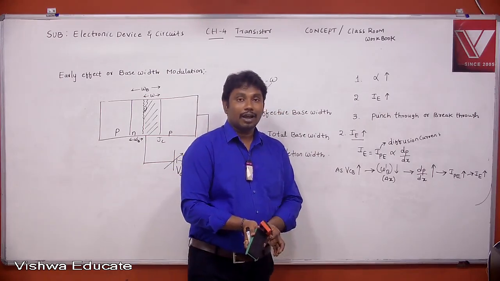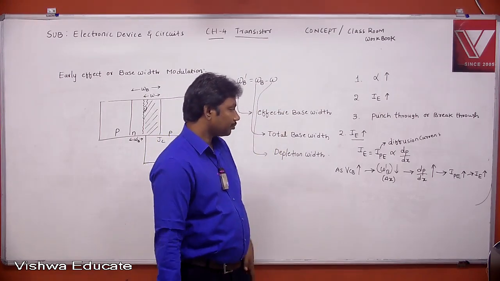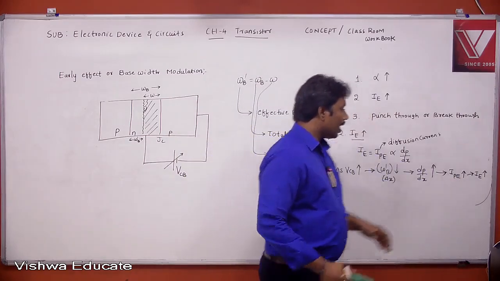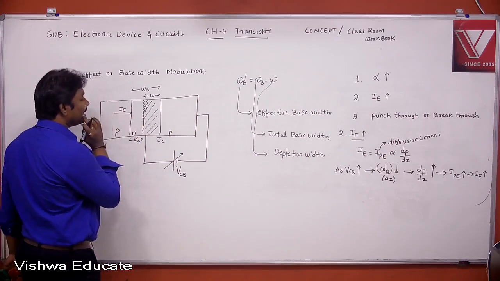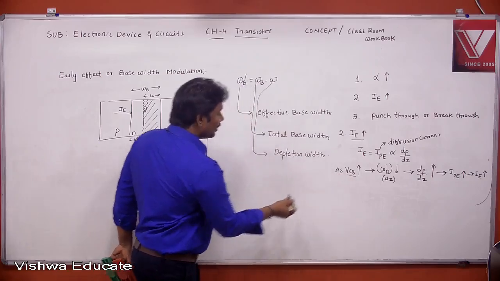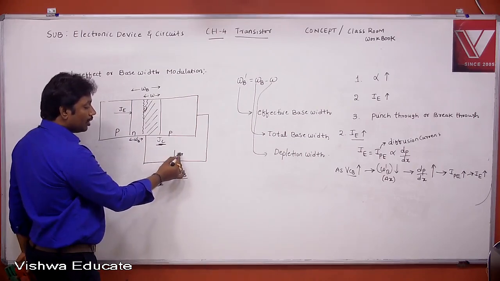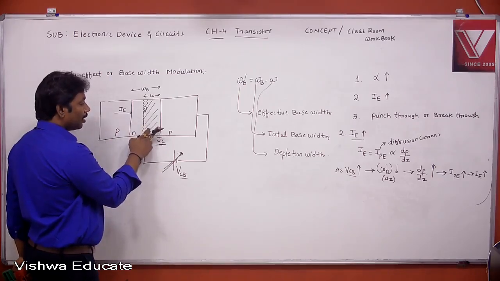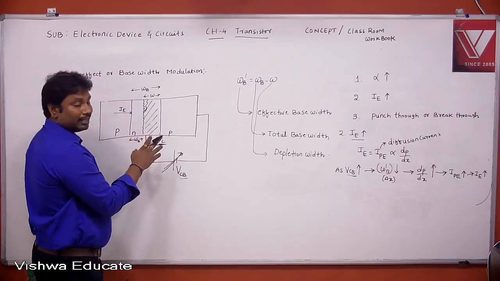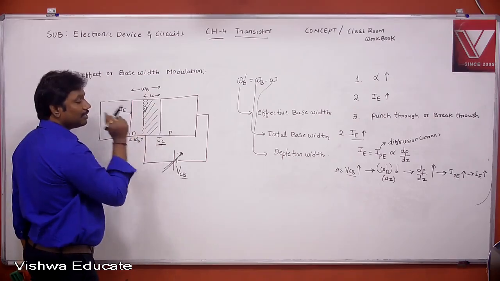Now tell me how this increasing alpha is a side effect to a BJT. See here, what is IE? IE is nothing but the current at the emitter junction. What is VCB? VCB is nothing but the voltage at the collector junction. That means if you vary the voltage at the collector junction, the current at the emitter junction will change. That means both the collector junction and emitter junction will be interacting.